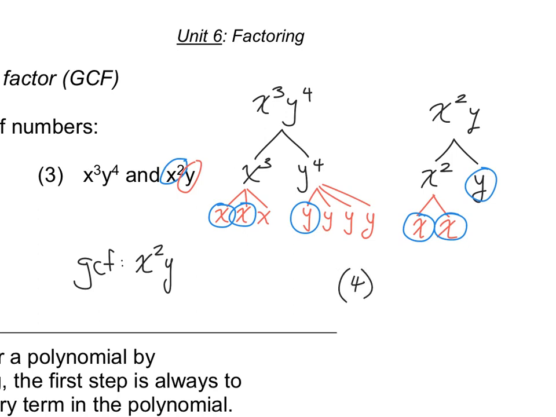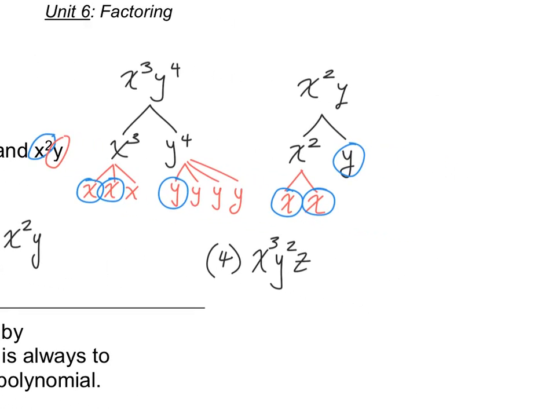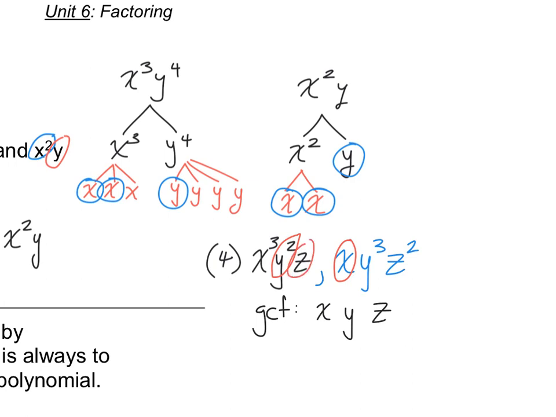An example would be something like x to the third y squared z and x y to the third z to the second. All right. So I want to find the GCF between these two terms. I have three variables to work with: an x, a y, a z. Find the x with the lowest power. Find the y with the lowest power. Find the z with the lowest power. Those are the powers that make up your GCF. x to the first, y to the second, and z to the first. Or you could just write it as x y squared z.